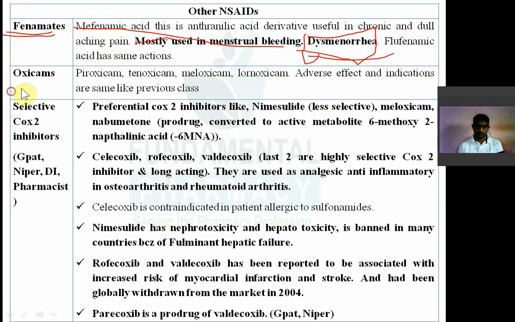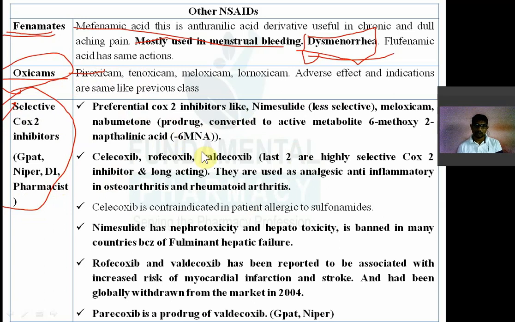Next category is known as oxicam. In that you have piroxicam, meloxicam, tenoxicam, lornoxicam. All these are the preferential COX-2 inhibitors. Their adverse effects and indications are similar to the previous class. Then the next class is known as selective COX-2 inhibitors. All the coxibs, celecoxib, rofecoxib, these are the selective COX-2 inhibitors.